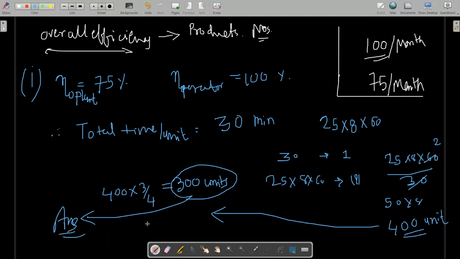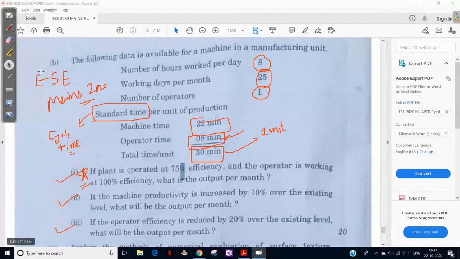Okay, 300 units is the production of the first case. Now in the second case, it is said that the machine productivity is increased by 10% and all other existing parameters will be the same. So what will be the output per month?